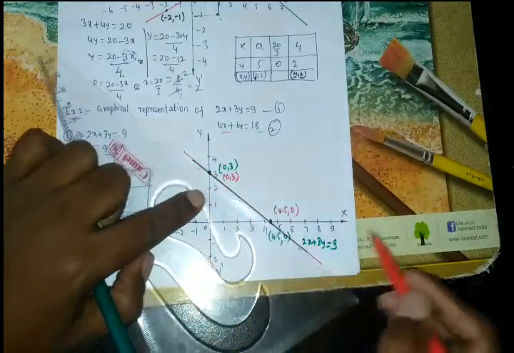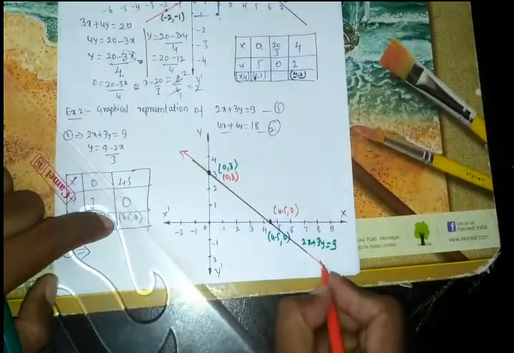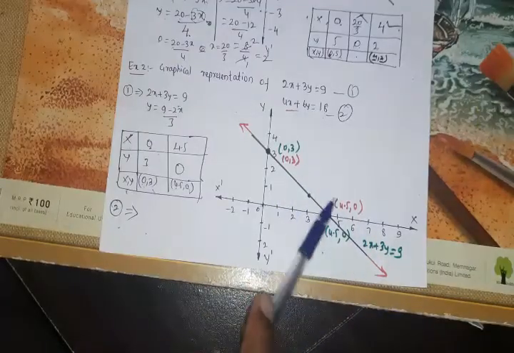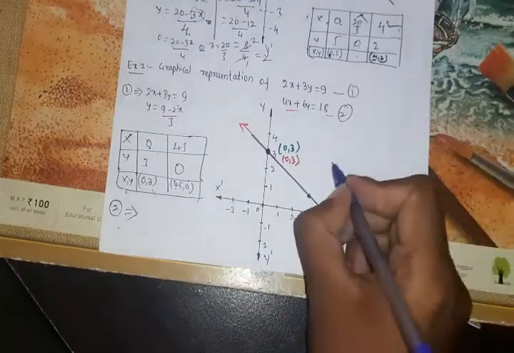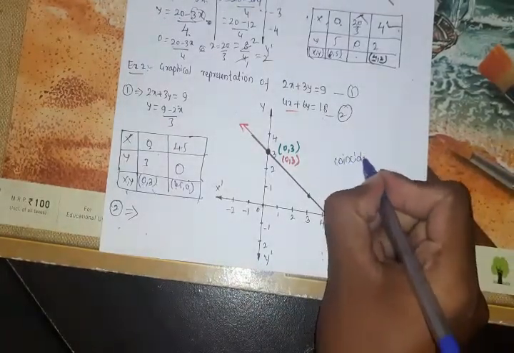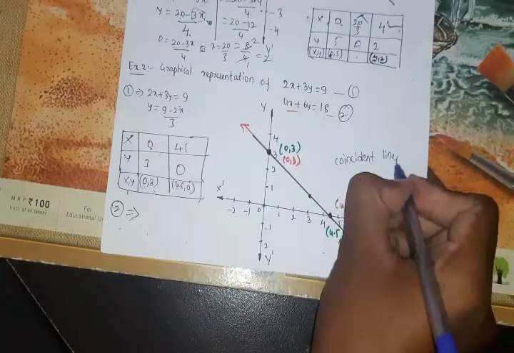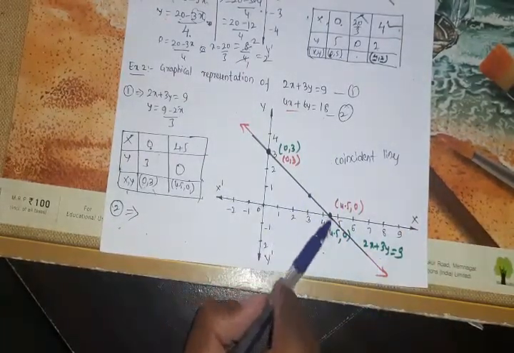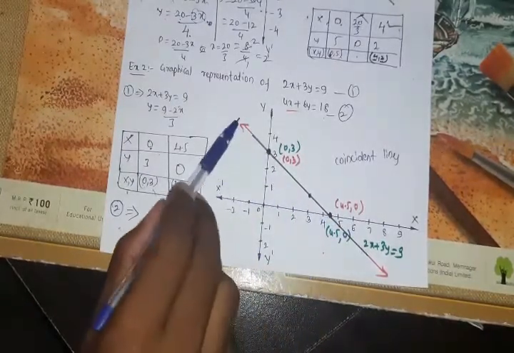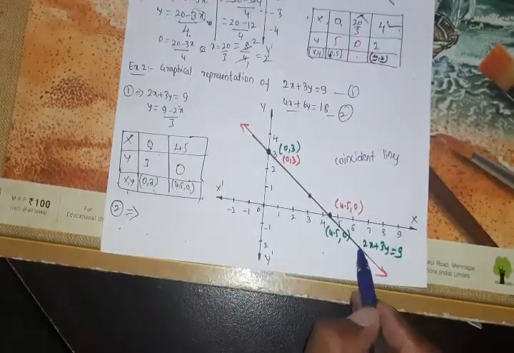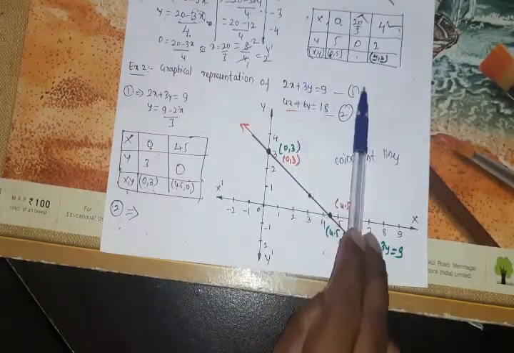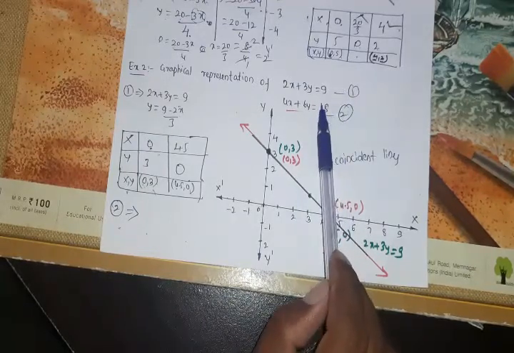Here what we are observing is that the lines are coinciding. So these lines are called coincident lines, which have infinite solutions, because they are coinciding. You select any point randomly and put it in both equations. Definitely you will get LHS equals to RHS for both the equations.